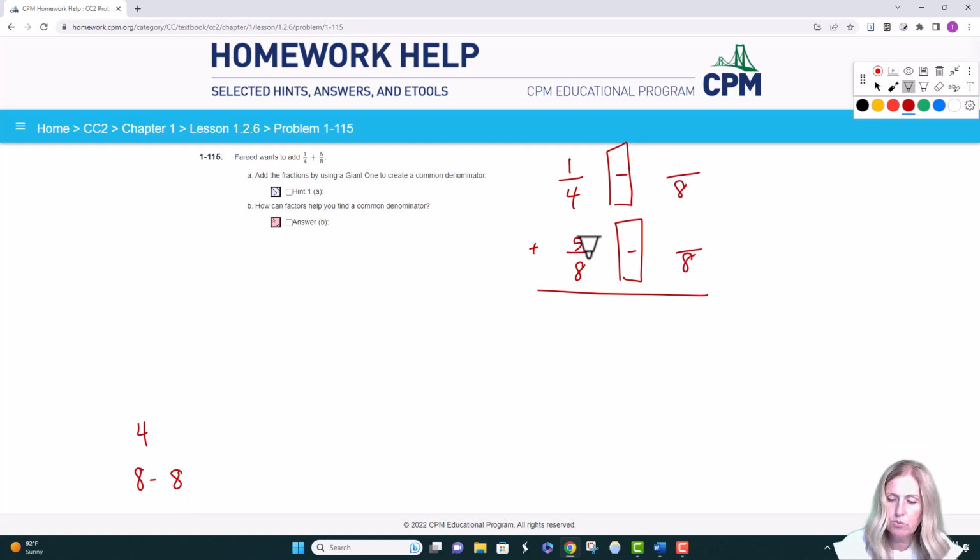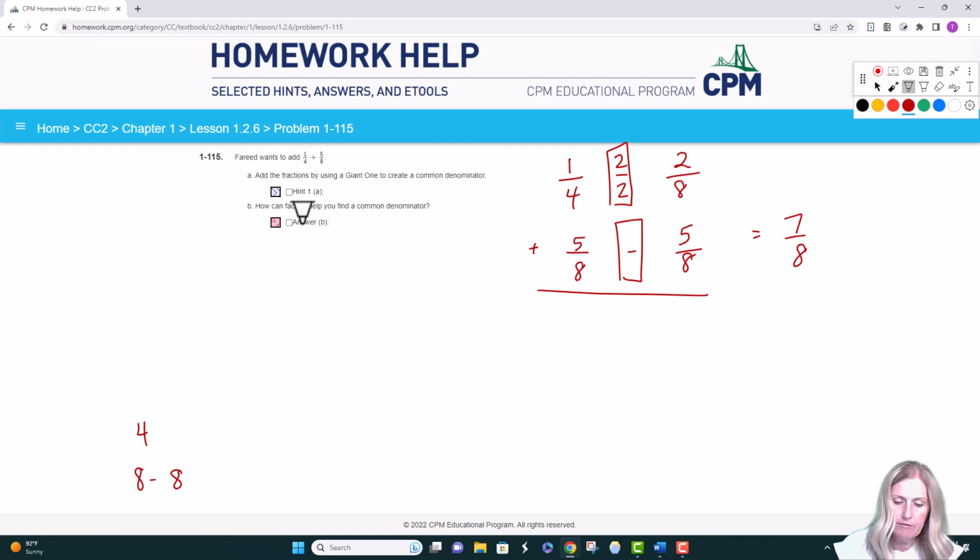Well, this one already was out of 8, so that one's not going to change. I didn't need to touch that one really. This is the one we are going to change, and this is going to be a 2. And then when we add the 2 and the 5, that equals 7/8.